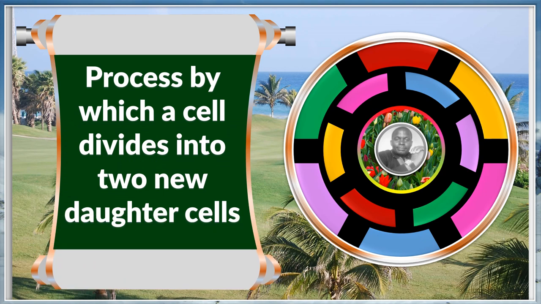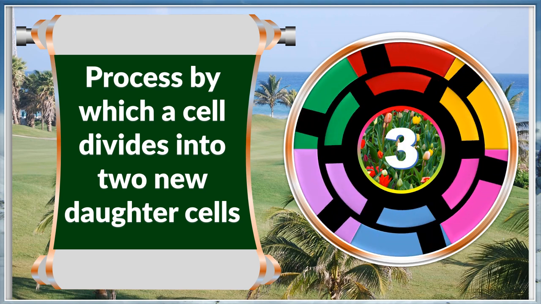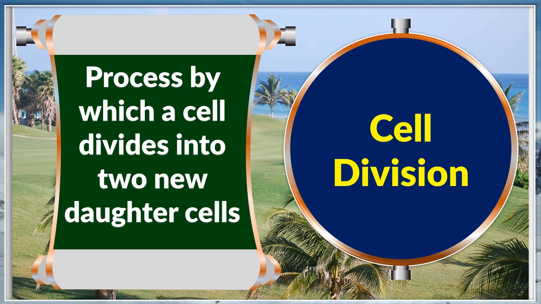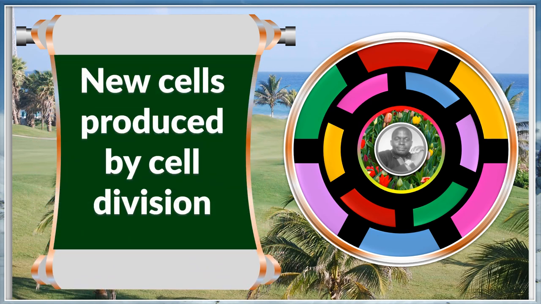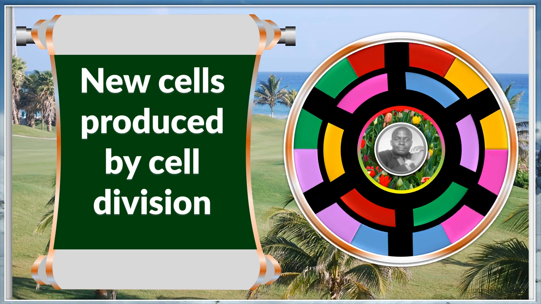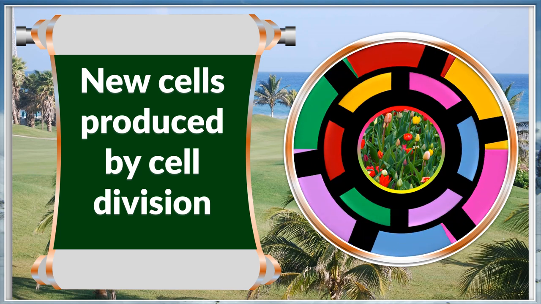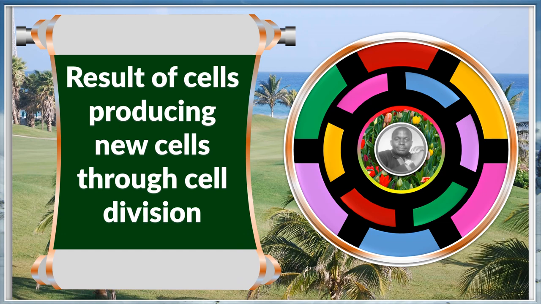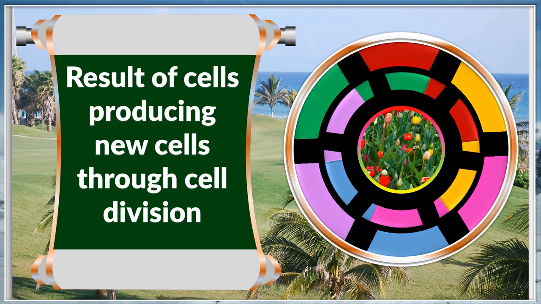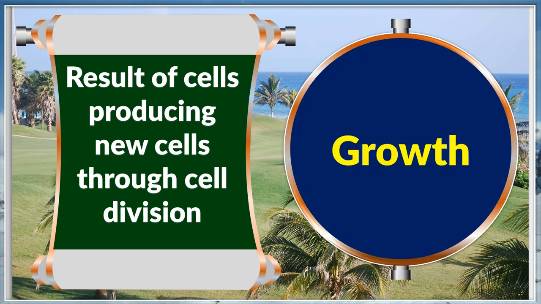Process by which a cell divides into two new daughter cells. Cell division. New cells produced by cell division. Daughter cells. Result of cells producing new cells through cell division. Growth.